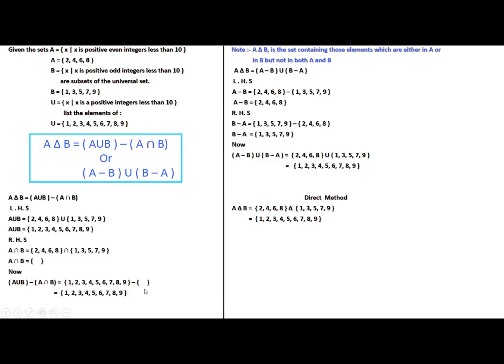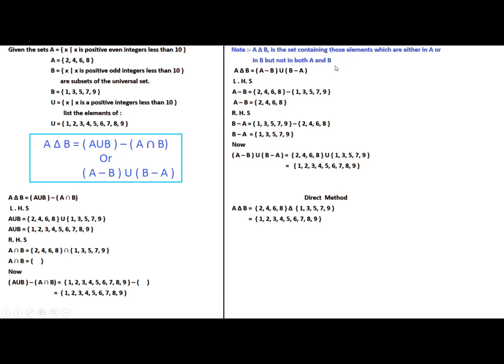So what we do in difference: the set containing those elements that are in A union B but not in the intersection. So see, we cannot find any, so our answer will be 1 2 3 4 5 6 7 8 9. So this is the first method to find A symmetric difference B. Note, A symmetric difference B means the set containing those elements which are either in A or in B but not in both A and B.